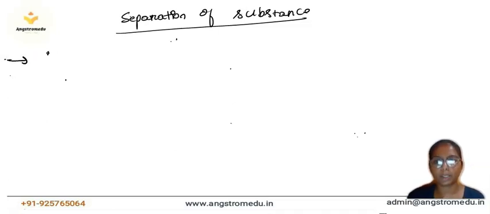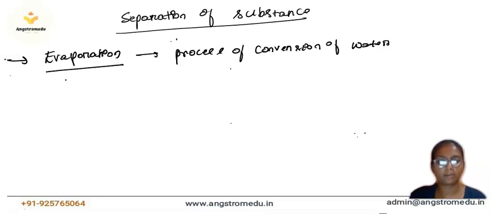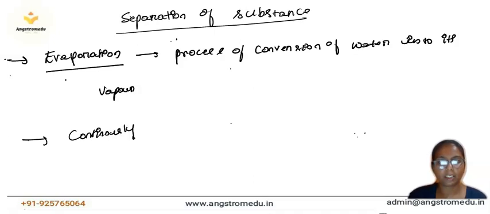Next one is evaporation. So evaporation is a process of conversion of water into its vapor. So this is known as the evaporation. So this process of evaporation takes place continuously wherever water is present.